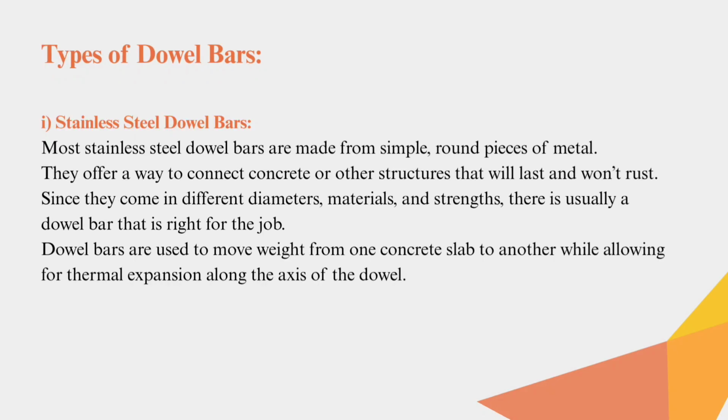The next point is types of dowel bars. As seen previously, there are two types of dowel bars, stainless steel dowel bars and epoxy coating dowel bars. We'll see them one by one in detail.